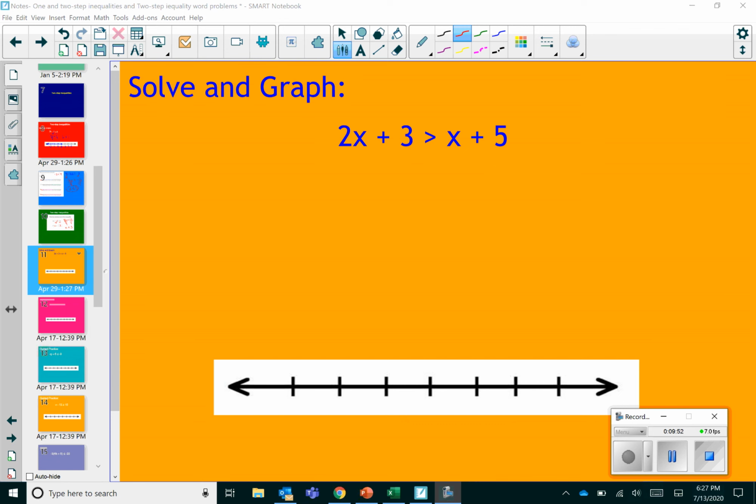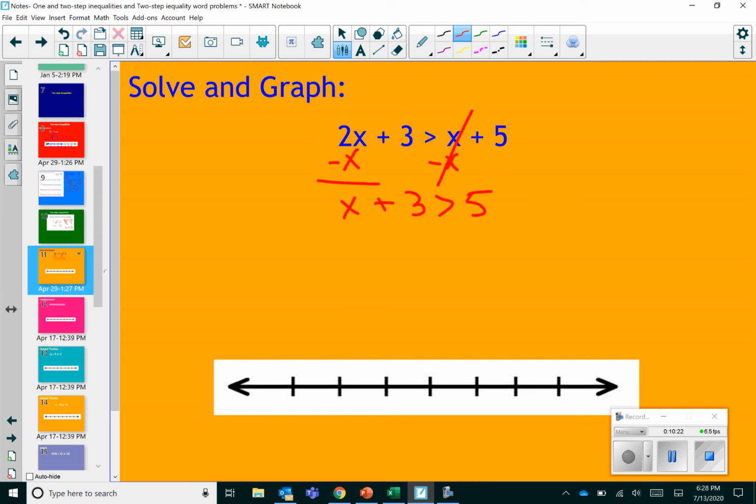So if I was going to move my variable, I would either subtract 2x here on both sides or I would subtract x. I'm going to go with subtracting x because I know that that's going to keep my variable positive. If I had subtracted 2x, I would have been left with a negative variable. And like I said, I try to keep my variables positive. So 2x minus x, or 2x minus 1x, is going to be 1x, or just x.